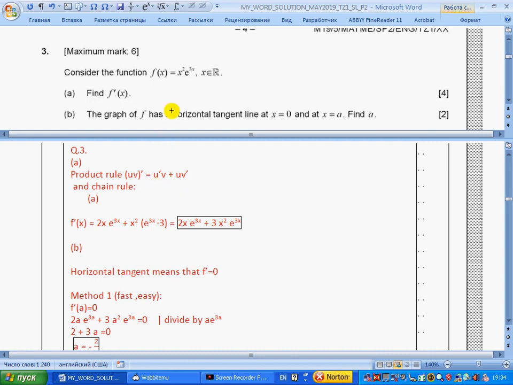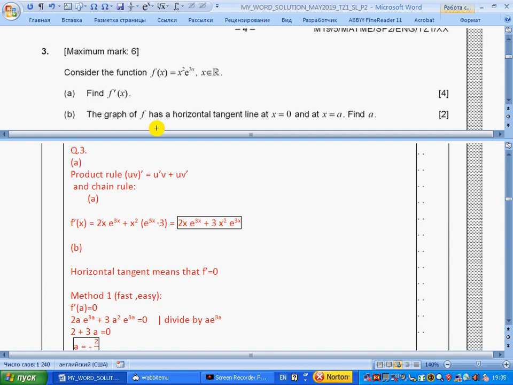Here u is x squared, v is e to the 3x. The first derivative of x squared is 2x multiplied by e to the 3x, plus x squared times the derivative of e to the 3x, which is e to the 3x times the derivative of 3x. So this is the answer.